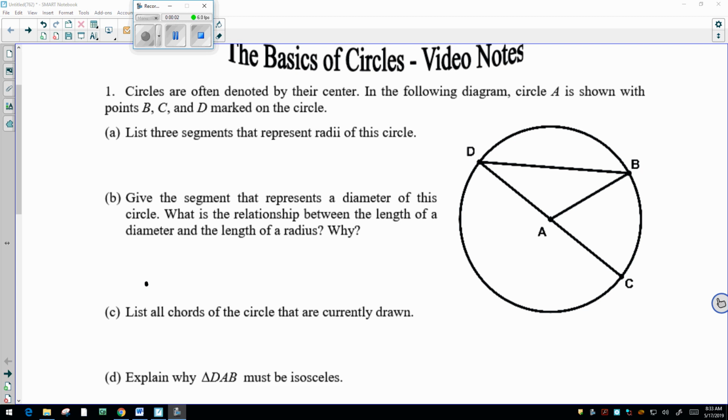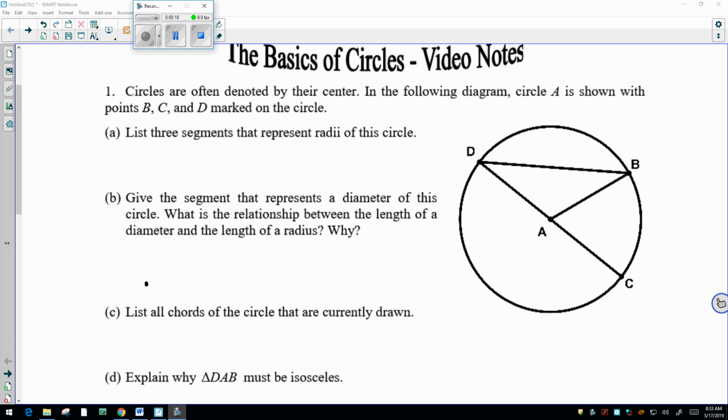So today we're starting our circle unit, and we are going to take a look at some vocab, see where it's located on the circle, get some concepts in our head, and start to take a look at some angle measures and how they relate to some of the arcs on the circle.